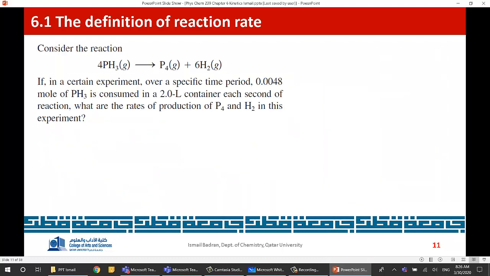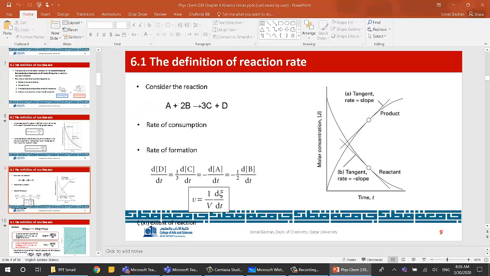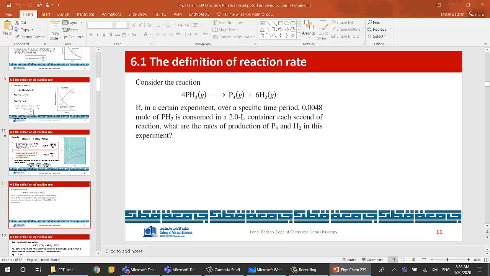To practice this, let's solve this question and try to understand the different rates. It says consider the reaction 4PH3 gas goes to P4 gas plus 6H2 gas. In a certain experiment over a specific time period, 0.048 moles of PH3 is consumed in a 2-liter container each second of the reaction. What are the rates of production of P4 and H2 in this experiment? So let me do that step by step for you here.